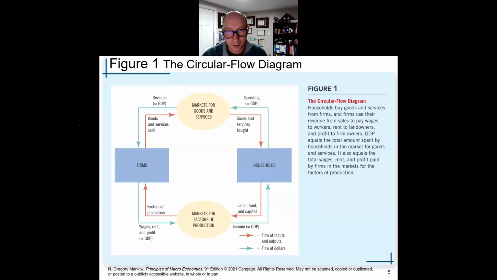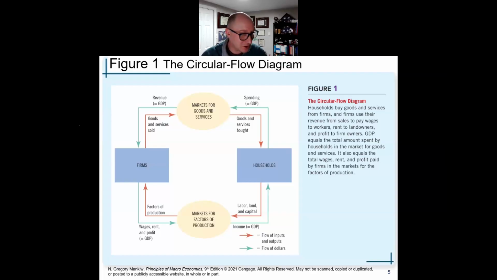The red line in the middle shows us this. The households work for the firms. So the household output is labor, land, and capital. It goes into the markets, and the markets go to the firms. See? The firms spend money on goods and services, and those goods and services are bought by the households. See how that works? It's all interrelated.